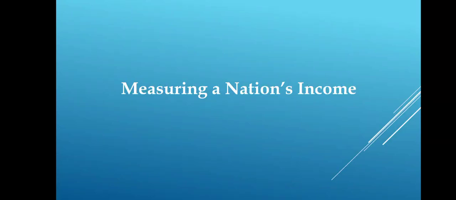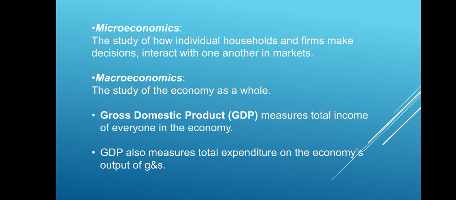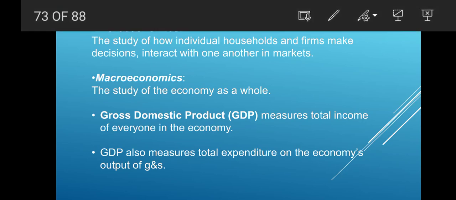Measuring a nation's income. As we already studied, microeconomics is a study of how individual households and firms make decisions and interact with one another in the markets. Macroeconomics is a study of the economy as a whole. Gross domestic product measures the total income of everyone in the economy. Gross domestic product also measures total expenditure on the economy's output of goods and services.